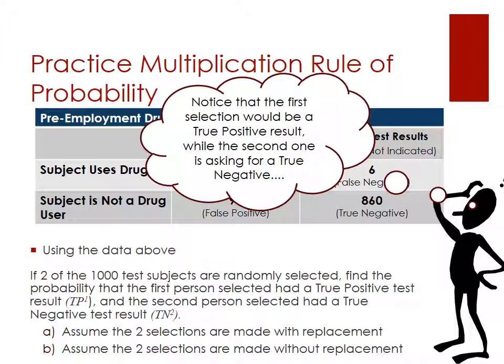Now, be very careful. Notice that the first selection would be a true positive result, while the second one would be asking for a true negative. Thus, you cannot automatically subtract a 1 from both parts of this problem. You need to stop and look at this very carefully and work your way through it step by step.